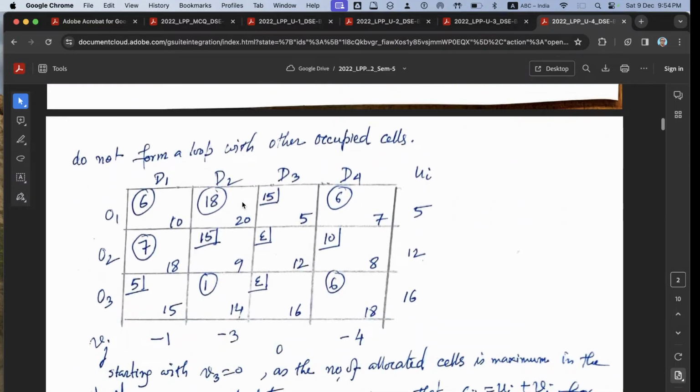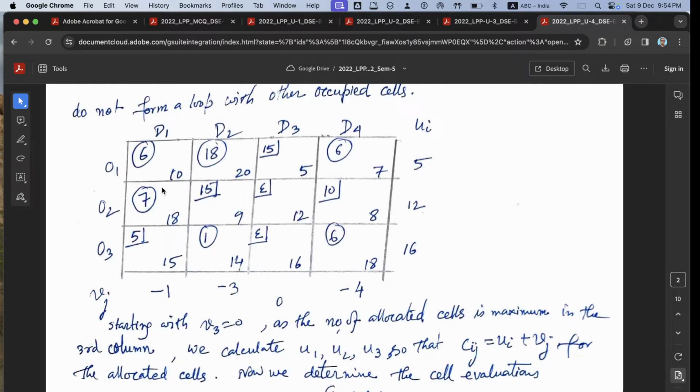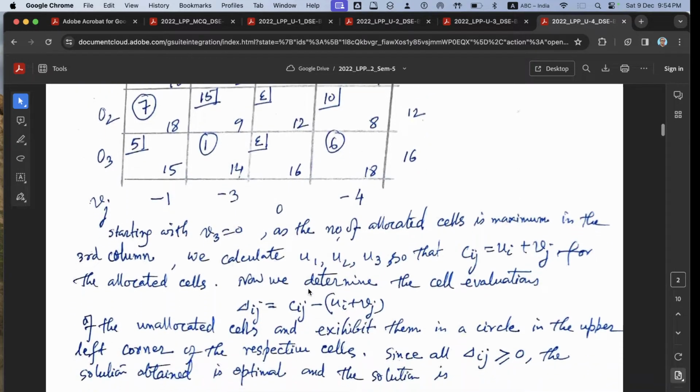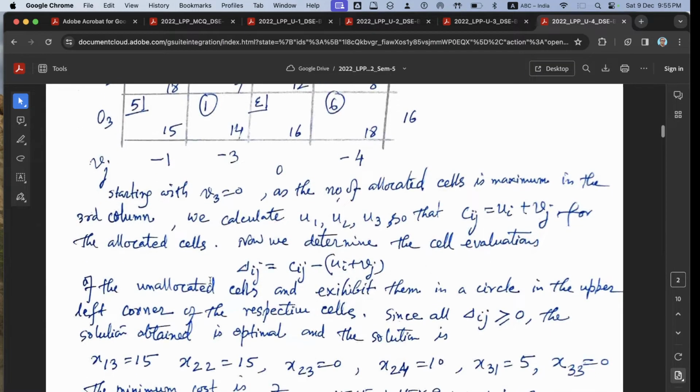And we find the cell evaluations, with ui and vj. We calculate starting from the column with the maximum number of allocated cells, the third column, and we calculate u1, u3, so that Cij is equal to ui plus vj for the allocated cells.